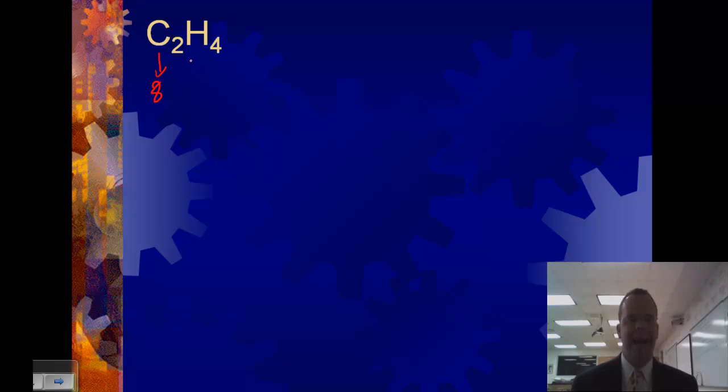So 2 carbons for 8, 4 hydrogens, a total of 12 electrons. Now I've got the 2 carbons. I'm going to bond them together first. I can attach hydrogens. Now if I start by attaching hydrogens here, that uses 8, 9, 10, 11, 12. That's not going to be stable because this carbon only has 6 electrons, so that can't work.